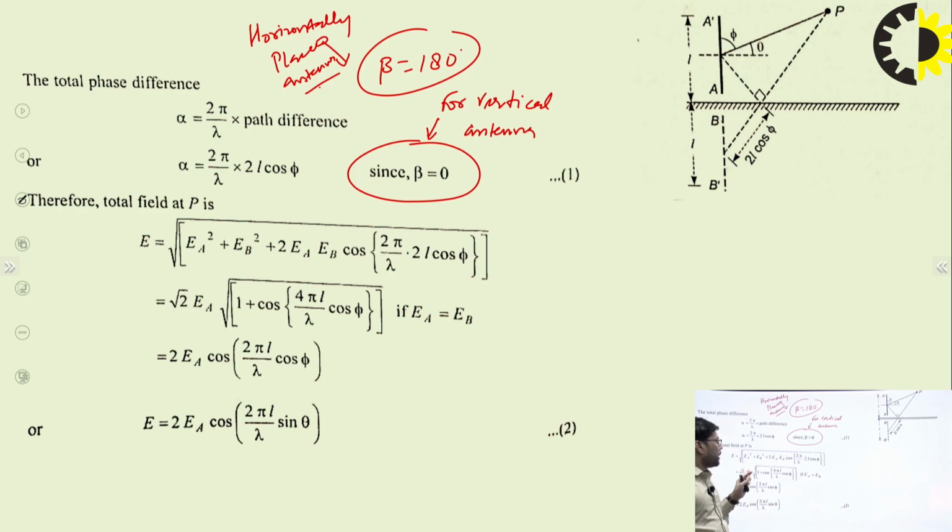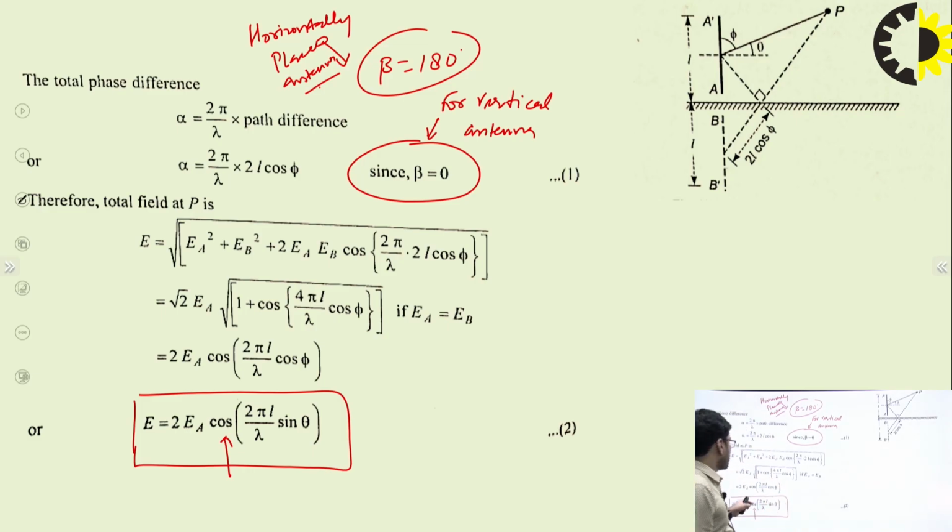After putting the value of the phase difference, you will get the resultant electric field equation, which is twice EA cos(2 pi by lambda L sin theta). You can see for the vertically placed antenna, the field variation is cosine by nature, while in the case of the horizontally placed antenna, it would be a sinusoidal-like variation.